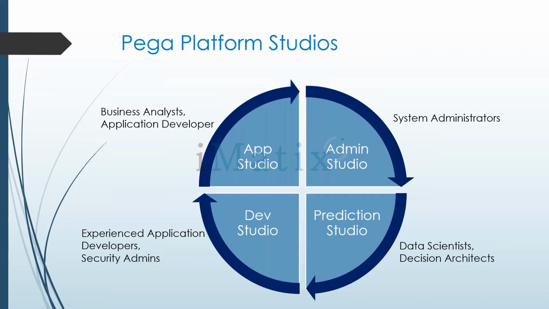Then we have Admin Studio for the system administrators to look after the background processing, the batch jobs, node management. These sorts of things are taken care of by the Admin Studio. Then the last one, Prediction Studio, is designed for the data scientists and data analysts, people who are inclined to work with data. They would be part of your prediction, where you can build the adaptive predictive models and you can just play around with the data.